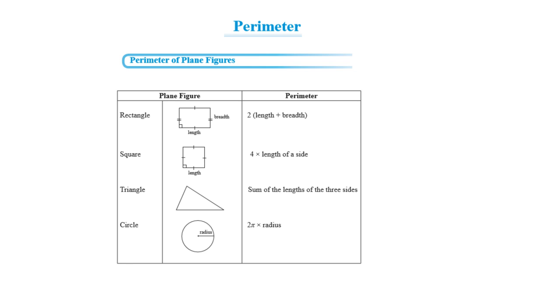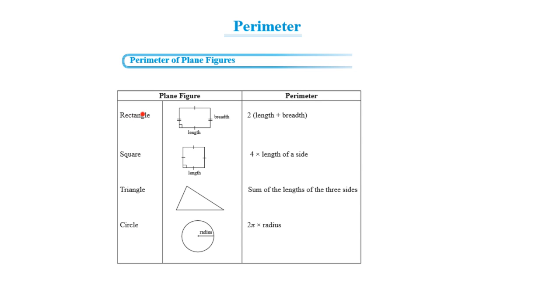Today's topic is perimeter. What do you mean by perimeter? Perimeter is the surrounding length of a shape. Look at the table here. You have four familiar plane figures: rectangle, square, triangle, and a circle.